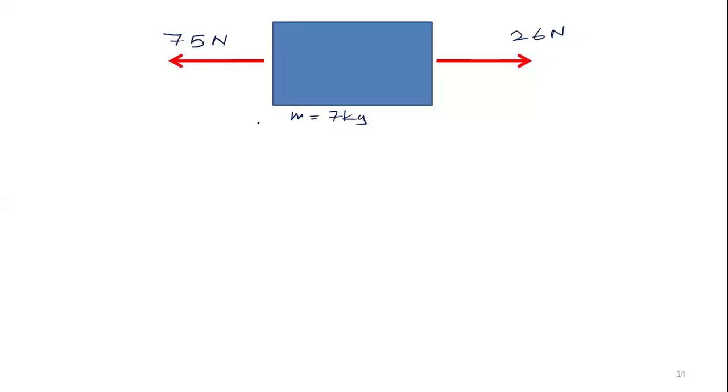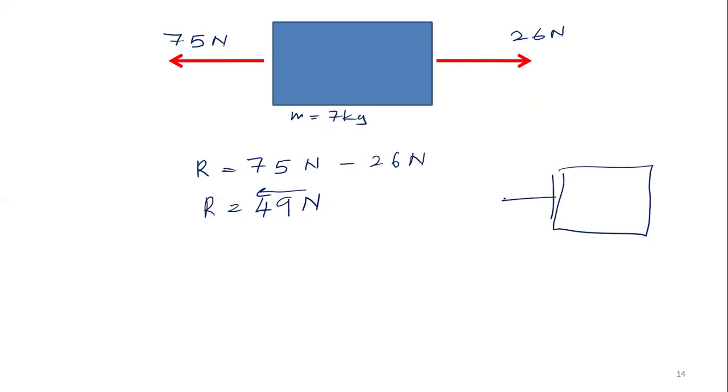There are 2 external forces. The object can't move in both directions. So finally the object will move according to the resultant. So how to get the resultant? Resultant equals 75 Newton, the large force, minus 26 Newton, the small force, because there are only 2 forces. When you subtract, the resultant will be 49 Newtons in this direction. So finally the object is being pulled in this direction with 49 Newton.